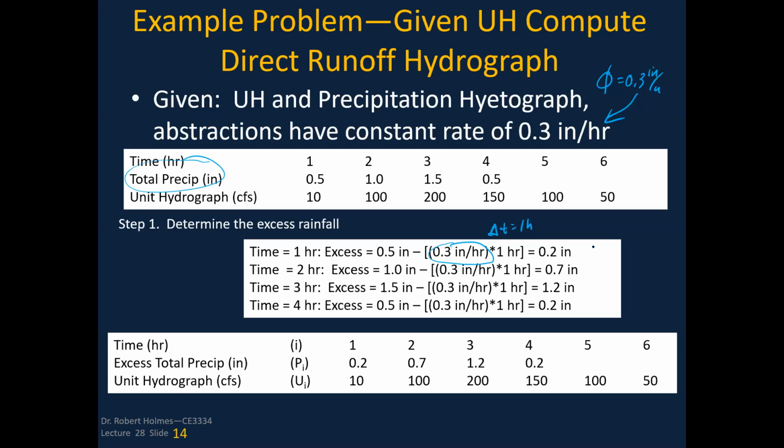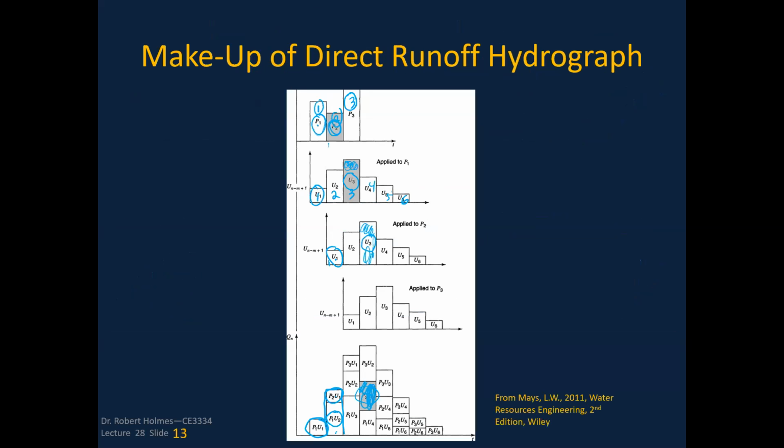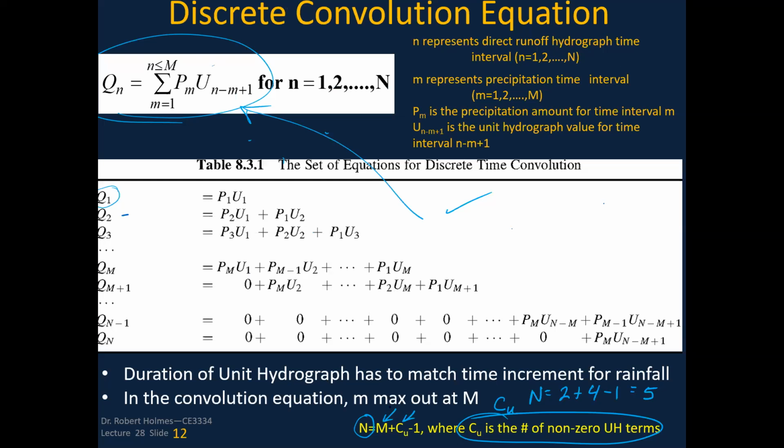And so you can see the excess precip amounts. And then here's my unit hydrograph. I'm labeling it right here. There's 1, 2, 3, 4, 5, 6 non-zero terms, so C sub U is equal to 6. Here I've got 1, 2, 3, 4 non-zero excess precipitation values, so capital M is equal to 4. Capital N is my total number of non-zero final discharge values. That's going to be capital M plus C sub U minus 1, so 4 plus 6 minus 1. I'm going to have 9 non-zero values of the total flow.